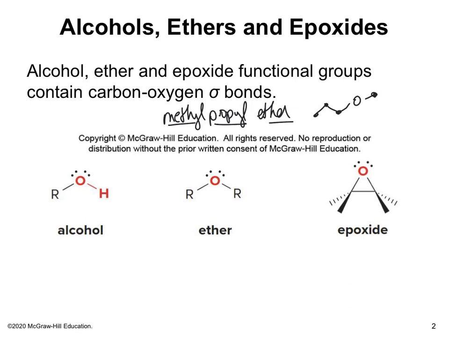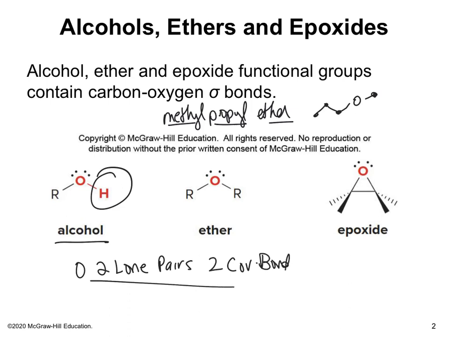Alcohol, ether, and epoxides. So this is an alcohol functional group. You have oxygen, its preferred bonding pattern is 2 lone pairs and 2 covalent bonds. And when you do the preferred bonding pattern, you don't have to worry about formal charges. And so your typical functional groups do not have formal charges. And so you see this alcohol is one where the oxygen is bonded to the carbon and then a hydrogen. Ether, the oxygen is going to be bonded to both carbons.